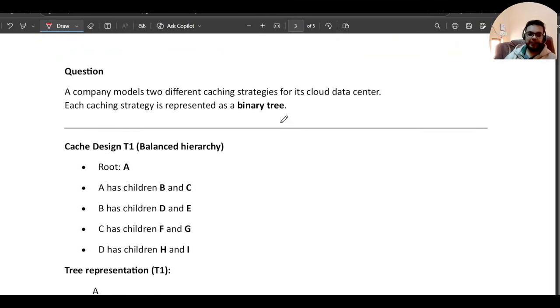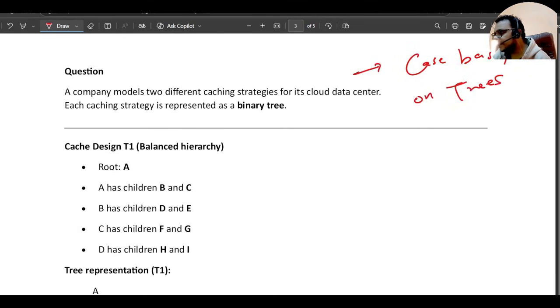Again, a very important question. They ask case-based questions on trees. Some students actually get scared after seeing this question, but these questions are not tough. You can easily do it in 1 minute. Let's see how we solve this.